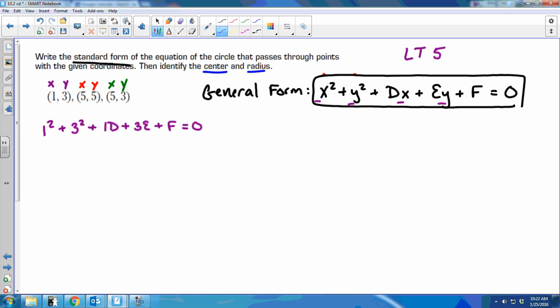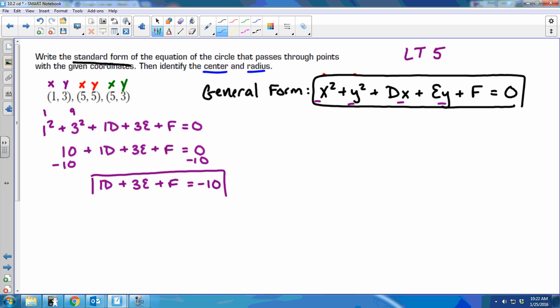I need to rewrite that so that the constants are all on the other side of the equation. So 1 squared is 1, and 3 squared is 9, and 1 plus 9 is 10. So I've got 10 plus 1d plus 3e plus f equals 0. And I need to rewrite that again. So I have d plus e plus f equals, so I need to move the constants. So I have 1d plus 3e plus f equals negative 10.